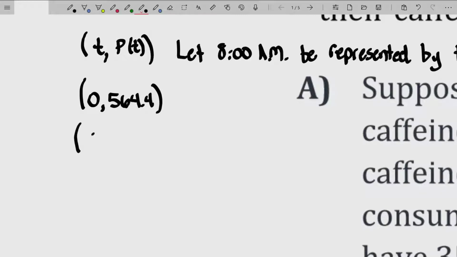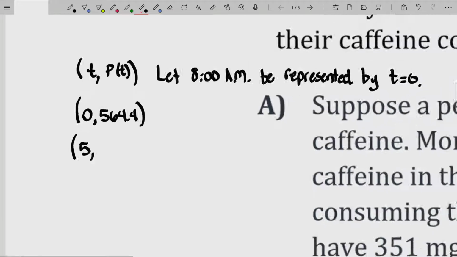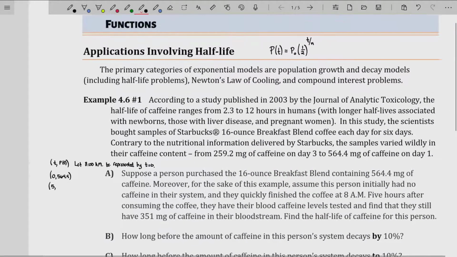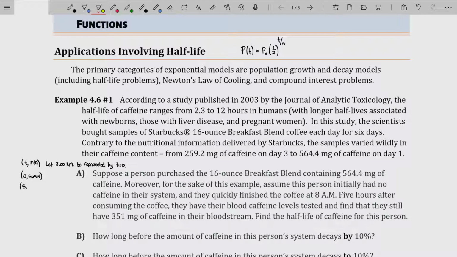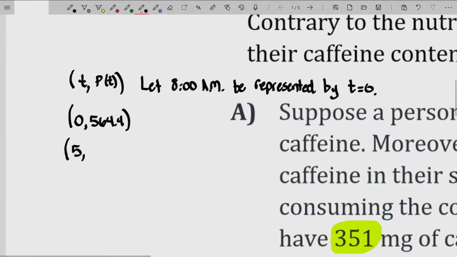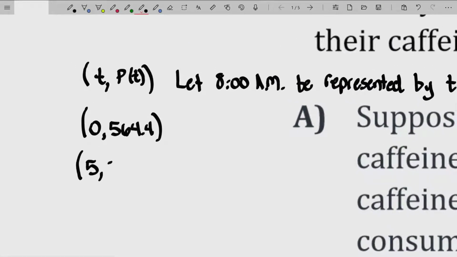And then 5 hours later, as I recall from the statement, let me highlight that so you can see where I'm looking. 5 hours later, they have their blood caffeine levels tested and find that they still have 351 milligrams of caffeine in their system. I'm going to zoom in on this and say 5 hours later, we have 351 milligrams left in the system. We're going to find the half-life of caffeine for this specific person.